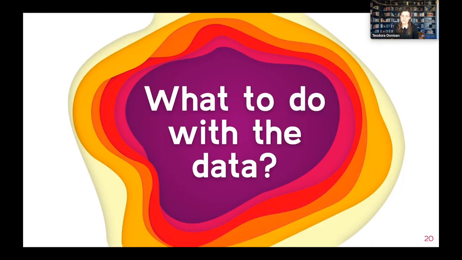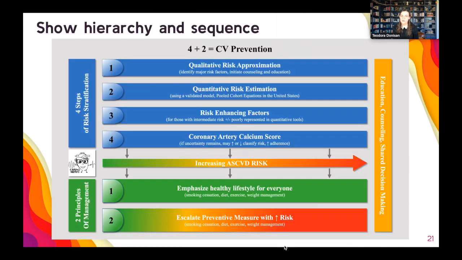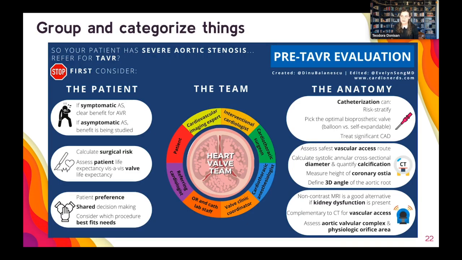What can we do with the data? We can show hierarchy and sequence. This infographic about cardiovascular prevention done by Ahmed shows sequence for risk stratification and management principle. We can group and categorize things. This infographic by Dino clarifies the steps to go through in the pre-TAVR evaluation.